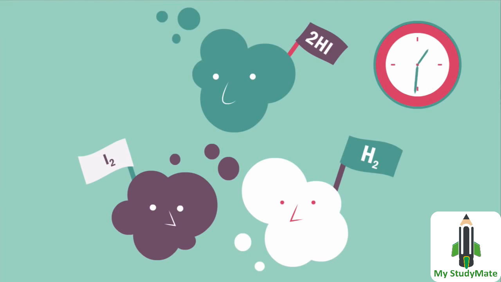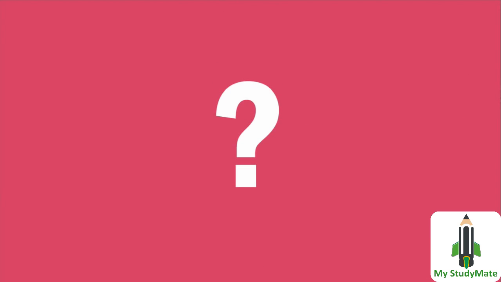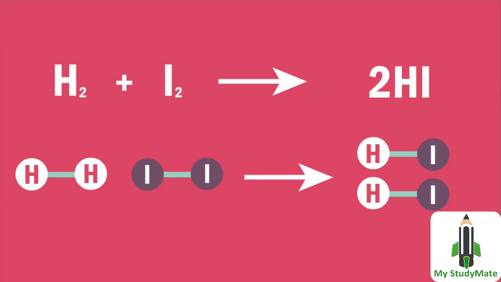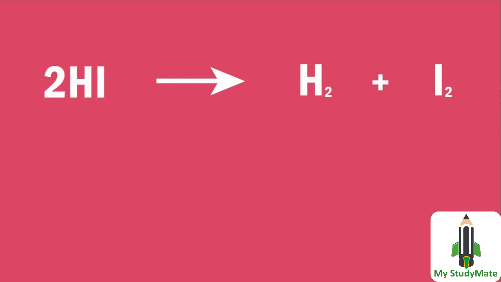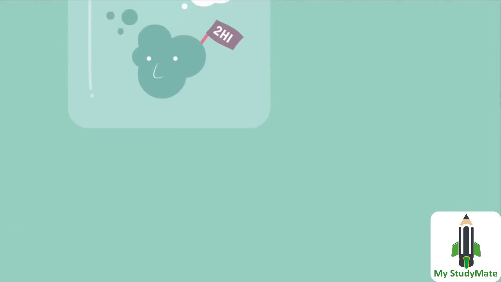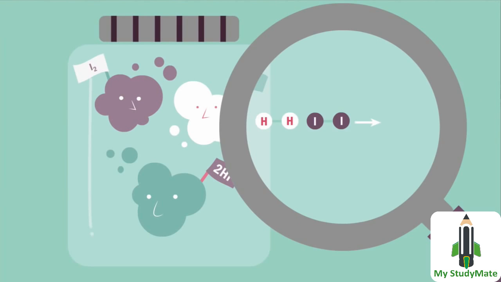So what is happening here? The reaction of hydrogen and iodine to produce hydrogen iodide is occurring at the same rate as the decomposition of hydrogen iodide to hydrogen and iodine. So there are no observable changes, although both the forward and reverse reactions are occurring. The reaction has not stopped, but rather has reached dynamic equilibrium.